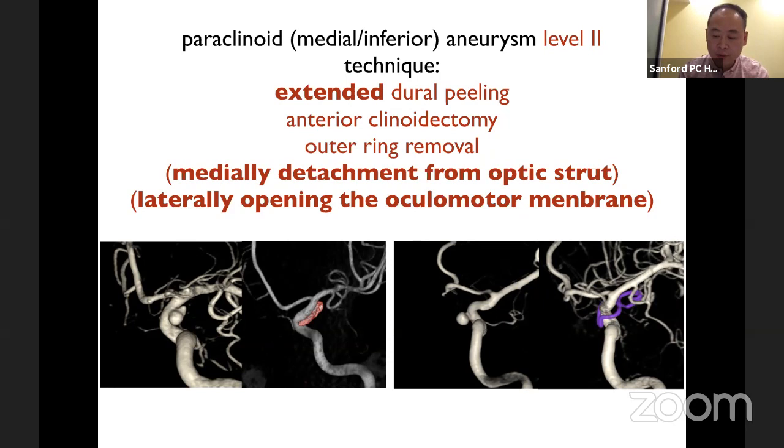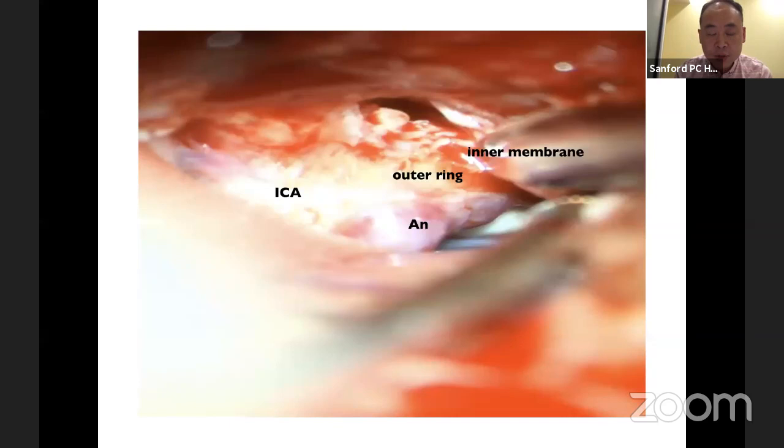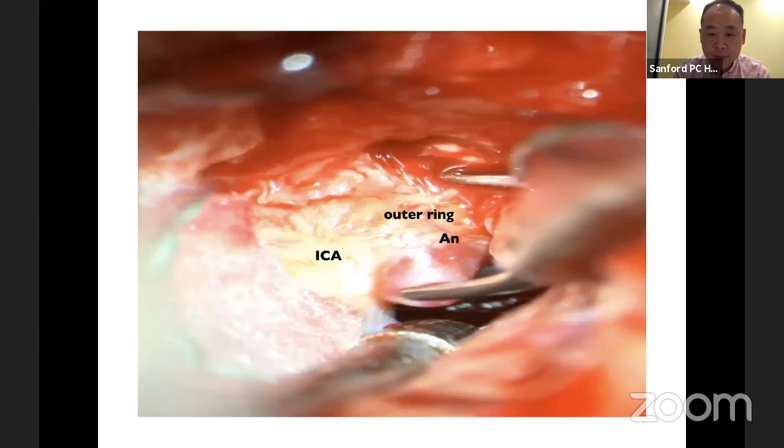Like this picture showed, this is the inferior type of the aneurysm. You can see the outer ring overlying the aneurysm and laterally fused with the inner membrane. So you have to free the outer ring from the inner membrane so that you can free the aneurysm. And if you free it from the inner membrane, then you get the distal and proximal neck of the aneurysm, so you can put a clip in.